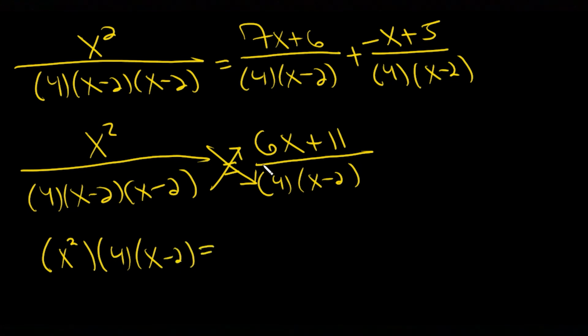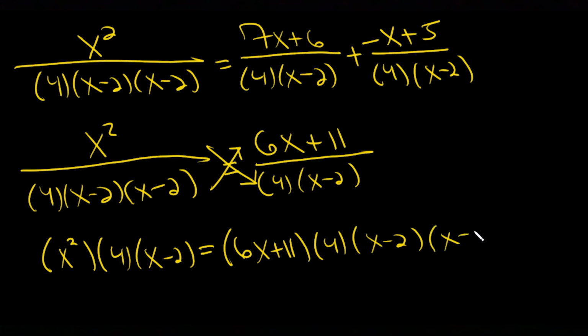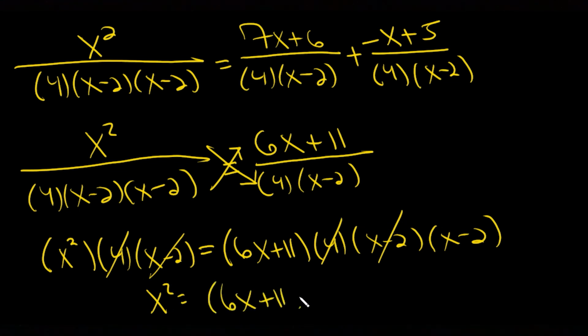Okay, equal to, I'm going to go ahead and put this guy in parentheses because again, I am multiplying. So in parentheses, I'm going to put 6x plus 11. And then I have times 4, and then times x minus 2. So again, if you have the same factor on both sides of the equal sign, you can go ahead and cancel it out. So for example, I have a 4 here, and I also have a 4 here. Then I have an x minus 2, and I also have an x minus 2 here. All right, it doesn't look like anything else will cancel out. So now you have x squared equal to 6x plus 11 times x minus 2, okay?